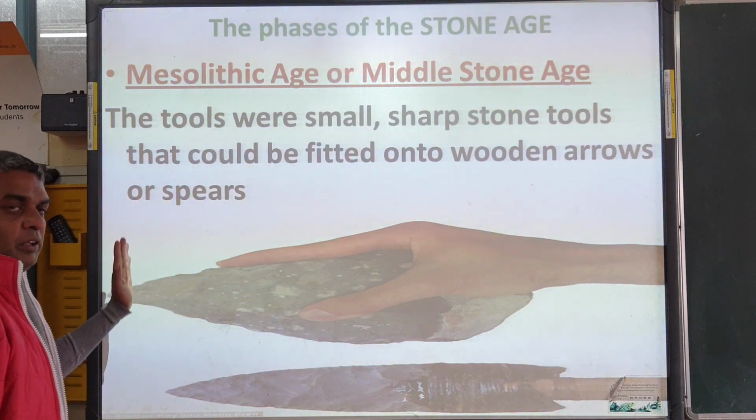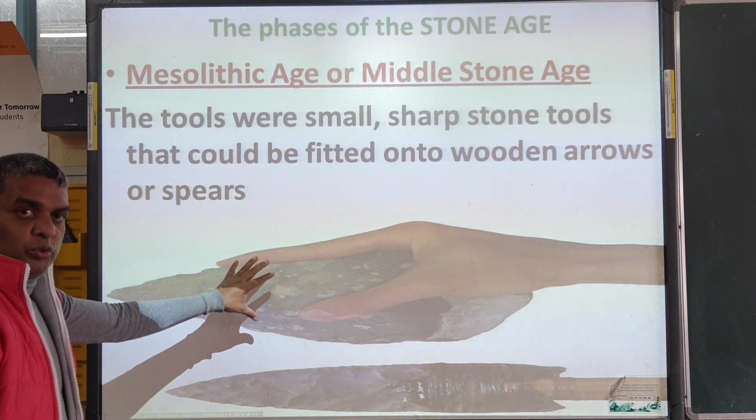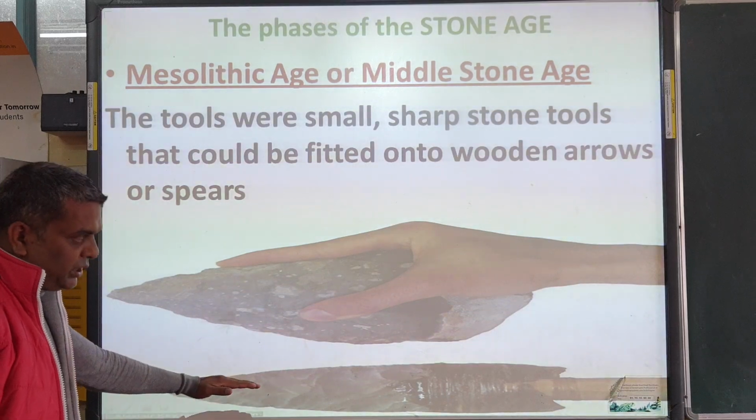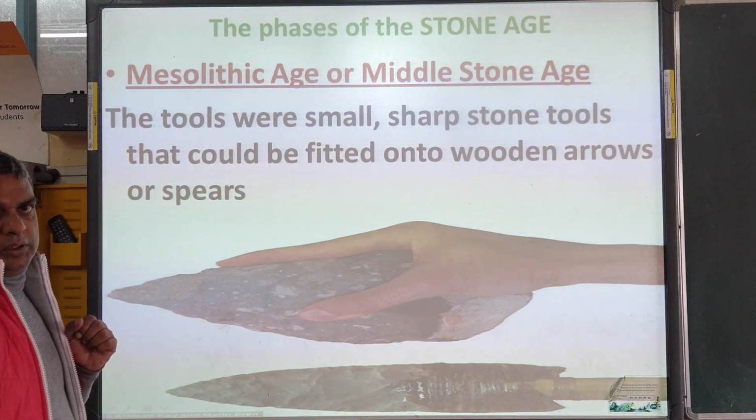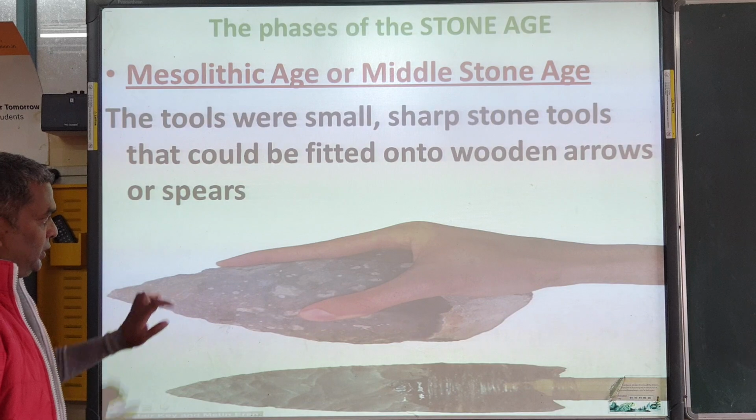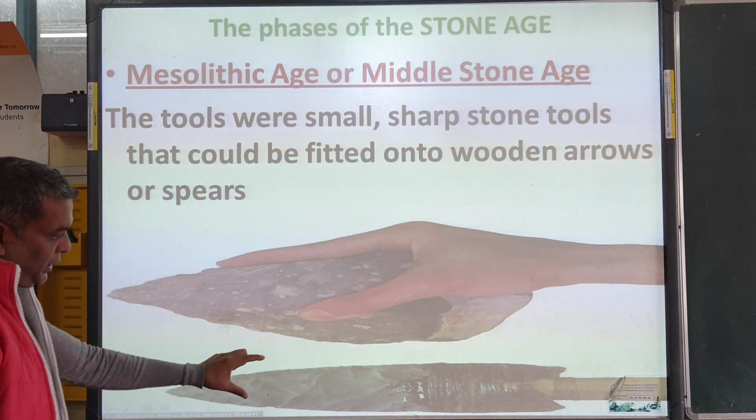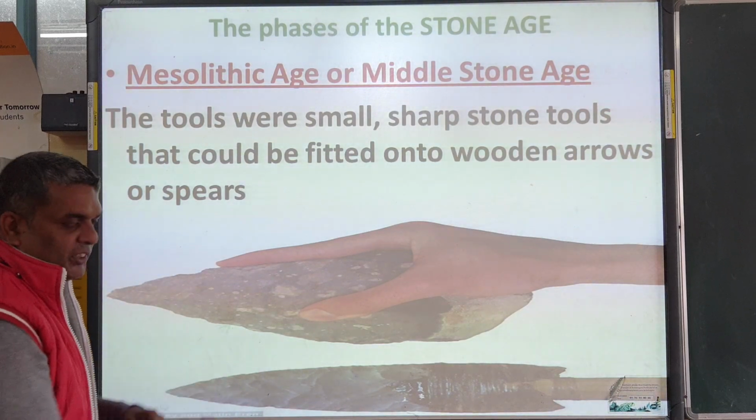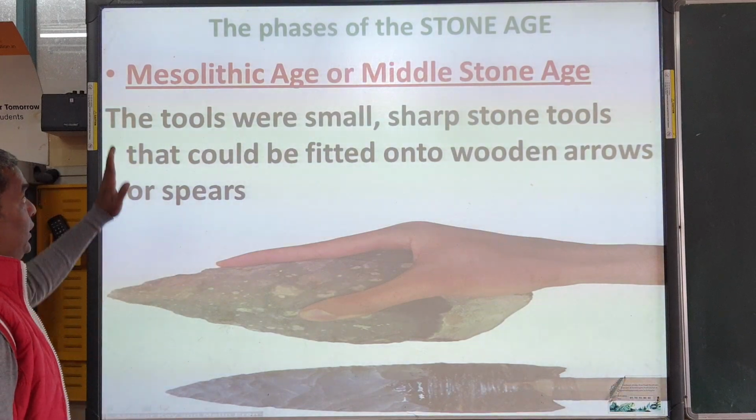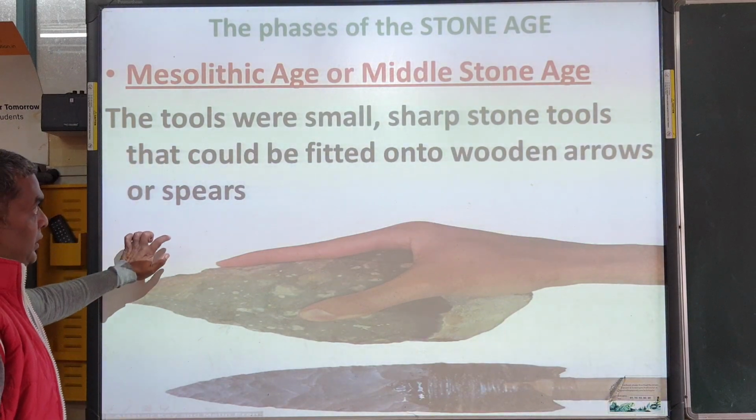The difference between Paleolithic and Mesolithic: that time they used only hand axes. Now they are using wooden handles as spears and arrows. The same tools, but they became sharper and could be attached to a wooden handle. So then that age is called Mesolithic.